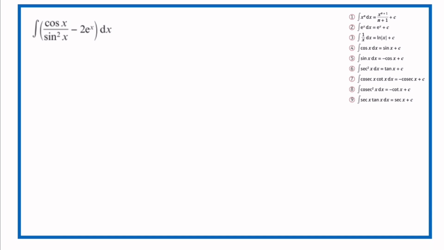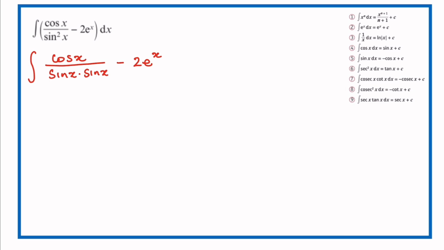In this case, we have to integrate cos x over sine squared x minus 2e to the x. For this question, feel free to pause the video and give it a go yourself before you see how we do it. In order to integrate this, first of all, we can split the fraction as cos x over sine x times sine x, minus 2e to the x. I've rewritten that as it was, and the only thing I've changed here is the fraction.